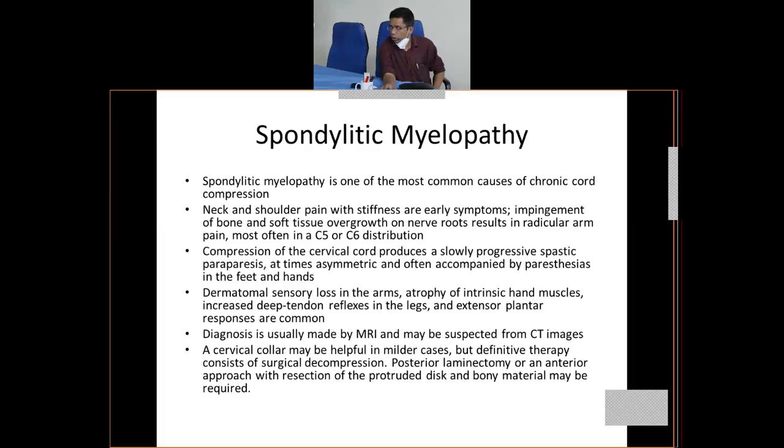Treatment is first you have to go for the collar, and if there is weakness or focal deficits, then you have to go for surgery. In early cases, suppose the patient is complaining of only pain or paresthesia, then you can go for conservative management. But if the patient already develops weakness and focal neurological deficit, meaning power is less, you are getting extensor plantar, there is some atrophy of the muscles, there may be hypertonia of the muscles, these are called focal deficits. If focal deficits are there, then you have to go for surgical decompression.